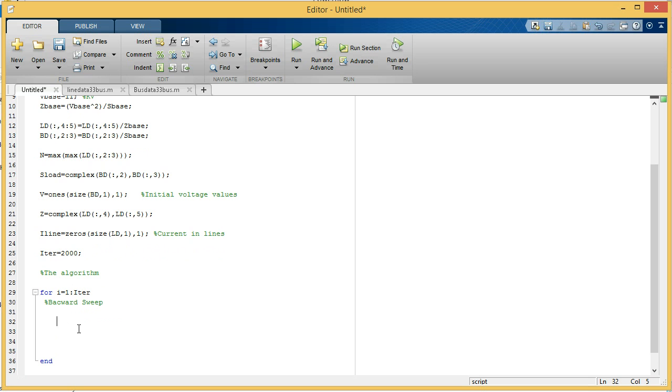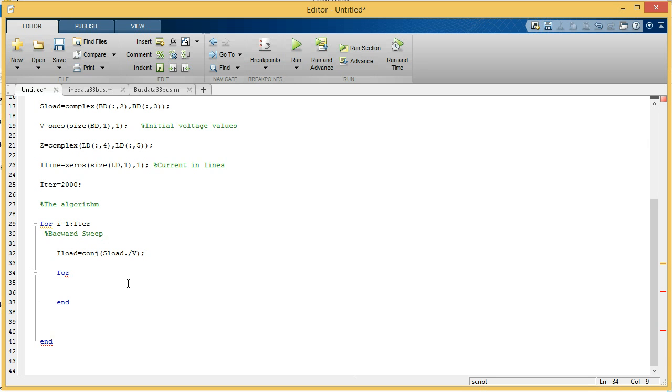As I said in the previous tutorial, we first need to calculate the current that is absorbed by each load, and this is defined by I load, and it is the conjugate of S load divided by our V. And after that we need to go back from the end of the feeder to the beginning of the feeder. So we write this for.